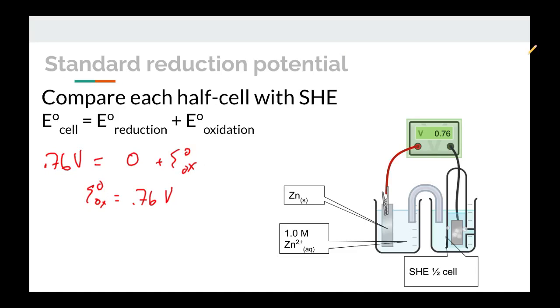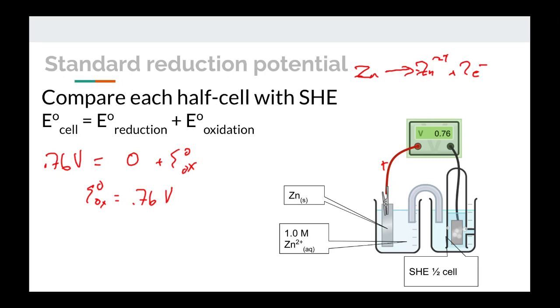Now the reason that we're assuming that zinc is being oxidized is because it's hooked up to the positive lead on the voltmeter, which means that's the electron absorbing, electron attracting lead. So we're assuming that the reaction that's taking place here is zinc becoming zinc 2+ and releasing 2 electrons. And because we're getting a positive potential here, that's actually what's going on.